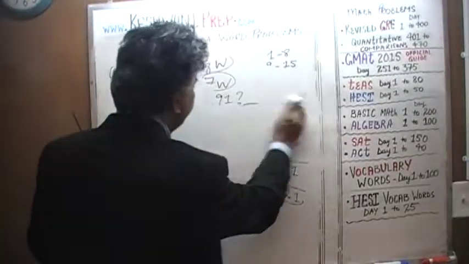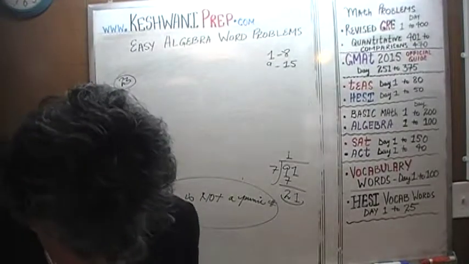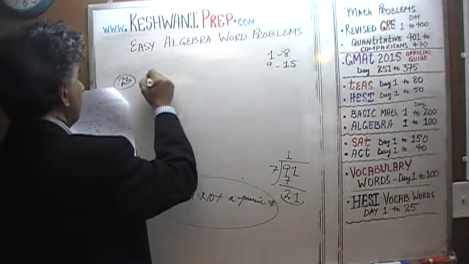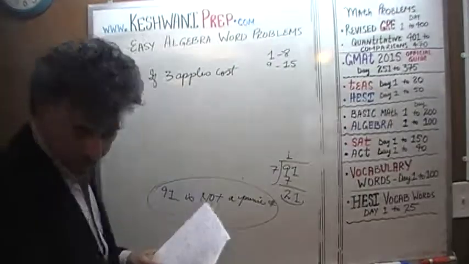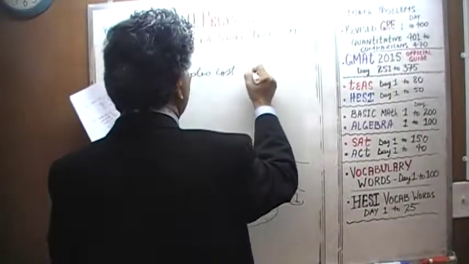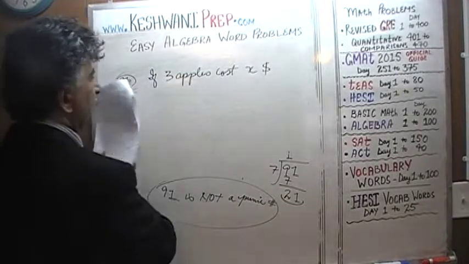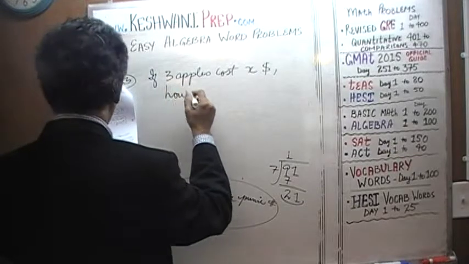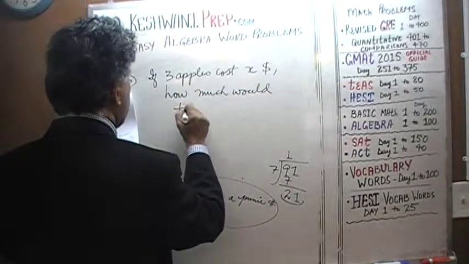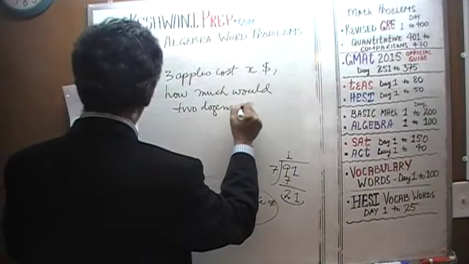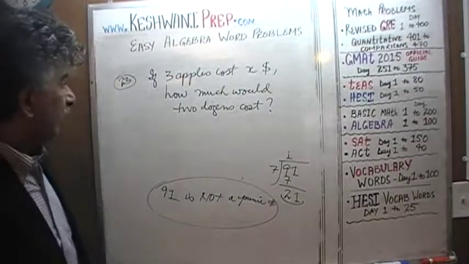Let's do the last one, number 23. If three apples cost X dollars, should not be capital H if you're very picky. How much would two dozen cost? Three apples cost X dollars. How much would two dozen cost?